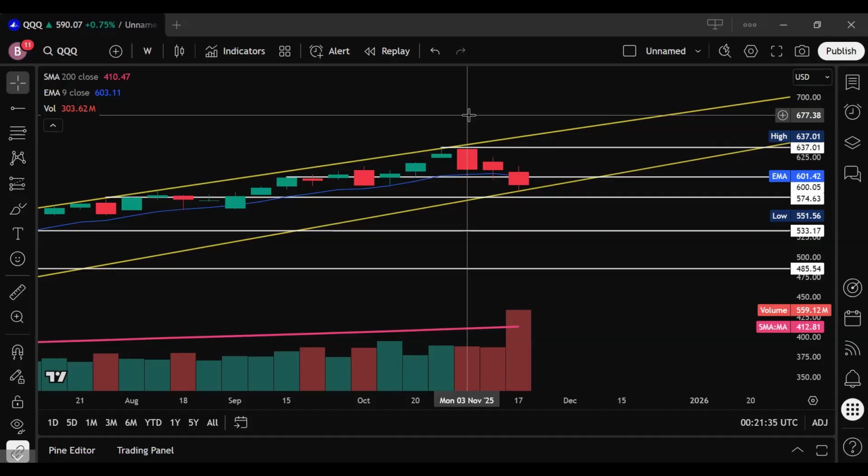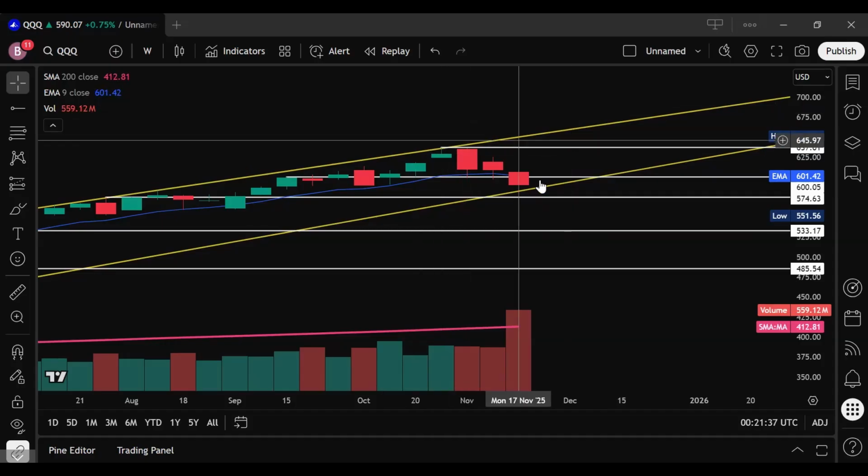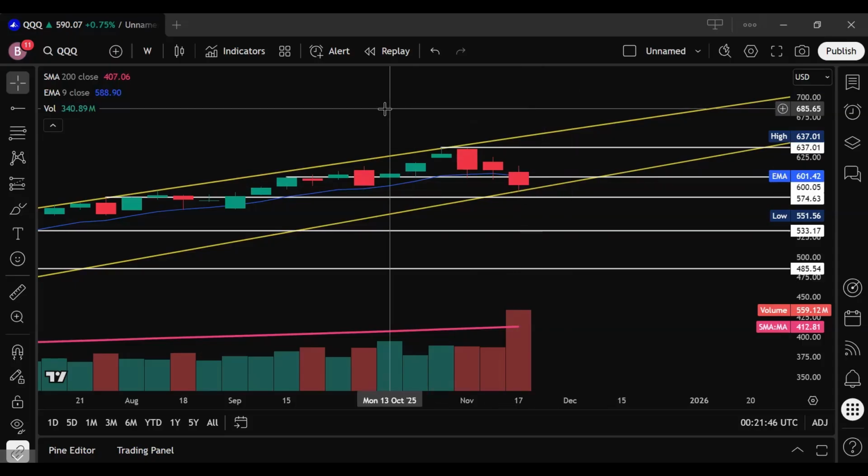So overall, again, what are we looking at in here? 590 is where we're trading. We're looking at that 600 and that 601 mark right here. To the downside, 583 and then 575. Anything above those 600s, nice whole numbers working our way up to those all-time highs at 637 again.